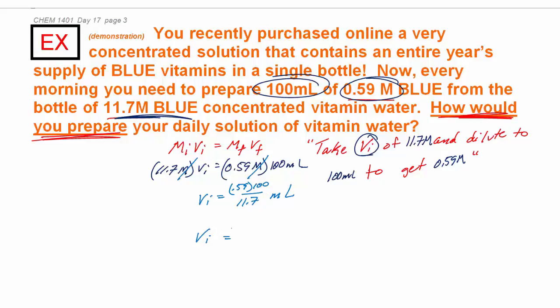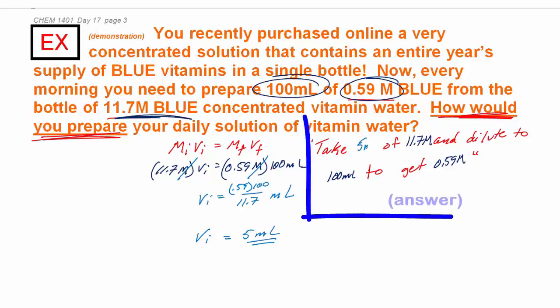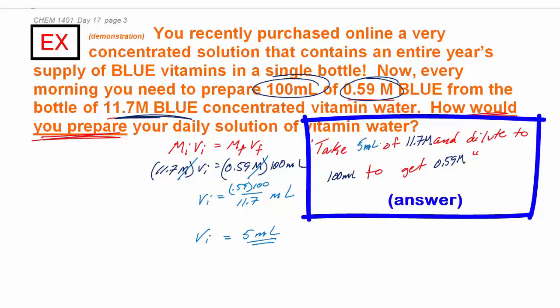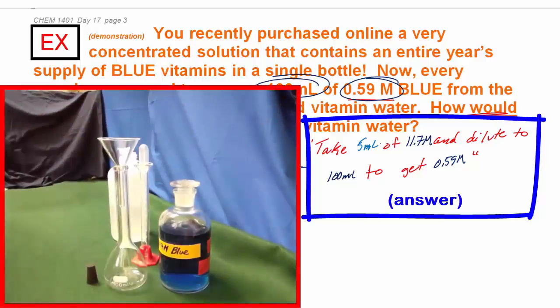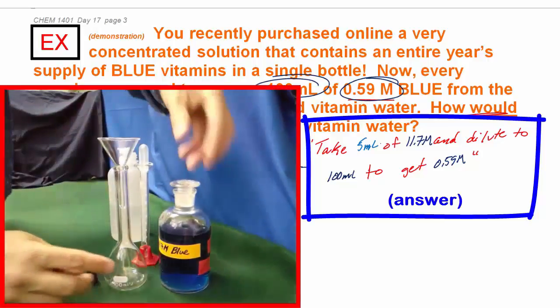What's VI? 0.59 times 100 divided by 11.7, I get 5 milliliters. So you erase the VI, 5 milliliters. That's our answer. What would it look like to actually make this dilute solution?